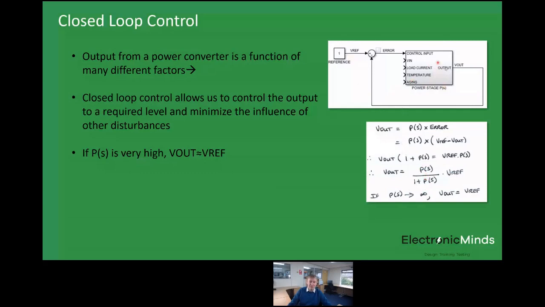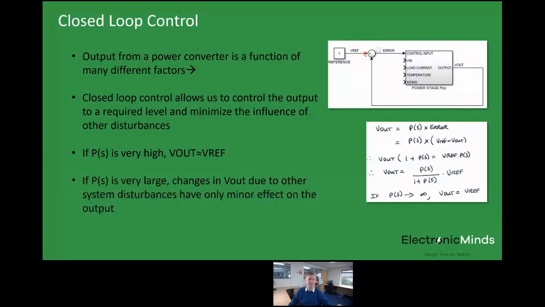We make sure we have a very high gain here in the system, and then the output follows the input largely irrespective of the other disturbances. So if the power stage gain is very large, changes in V out due to the other system disturbances only have a tiny effect. However, this is where I was coming to.